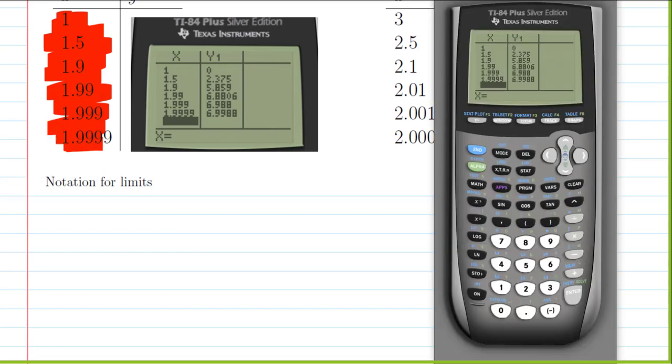Okay, so let's go ahead and clear all these out by pressing our delete key and rinse and repeat, but this time we're going to use the values on the other side.